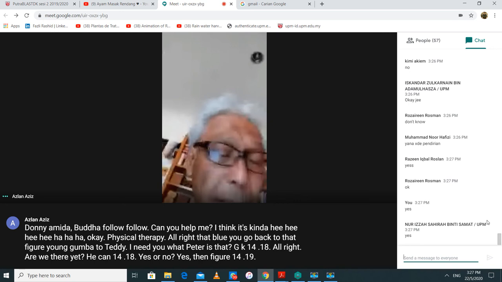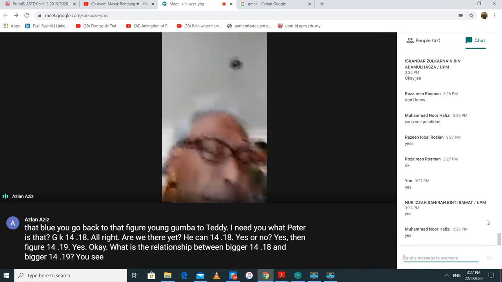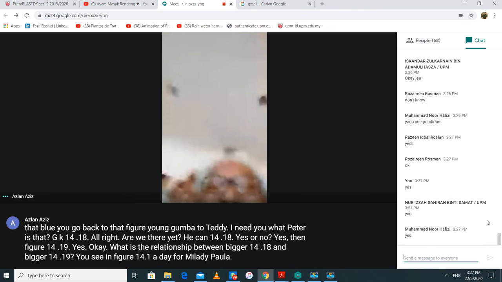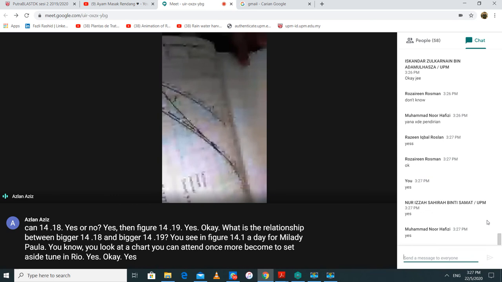Yes? Okay. What is the relationship between figure 14.18 and figure 14.19? You see, in figure 14.19, there is a formula here. Do you see it? You look at the chart, you have to look at everything carefully, one by one. Yes? Okay. Here's the formula. Yes, figure 14.18. Yes, figure 14.19.